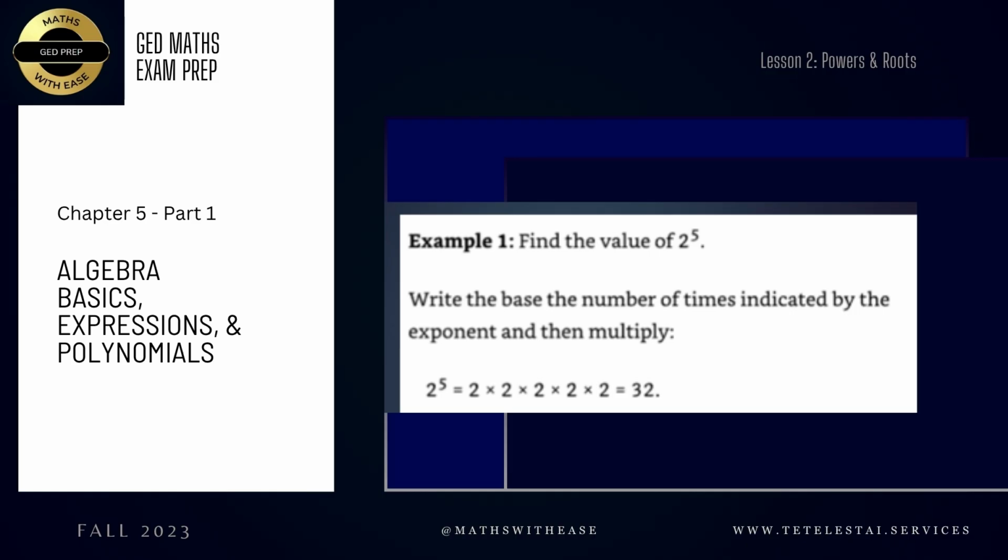So here, 2 raised to the power of 5, or 2 to the 5th power, is simply 2 times 2 times 2 times 2 times 2, which is 32. 2 times 2 is 4. 4 times 2 is 8. 8 times 2 is 16. And 16 times 2 is 32. Okay? Or you could just plug this into your calculator.